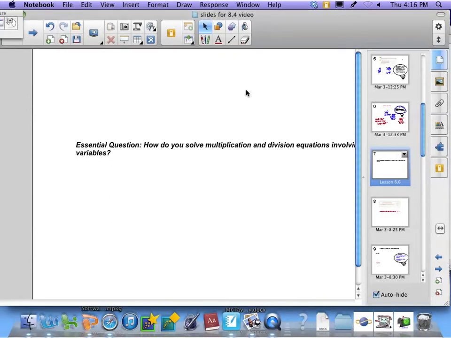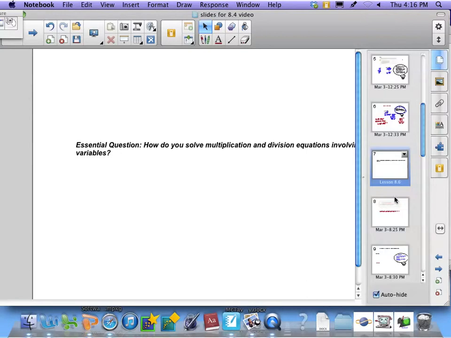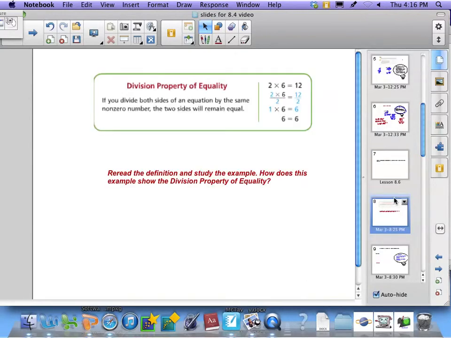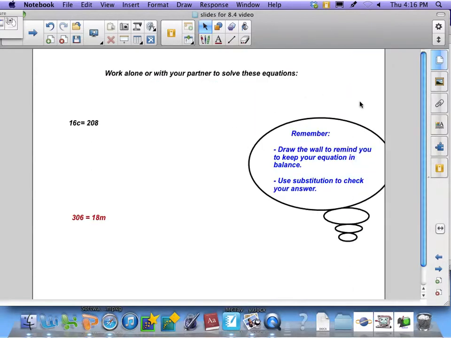Okay, how do you solve multiplication and division equations with variables? We're going to use the division property of equality. If you divide both sides of an equation by the same non-zero number, that can't be zero, the two sides will remain equal. Let's take a look and see what that means. We have 16c equals 208.